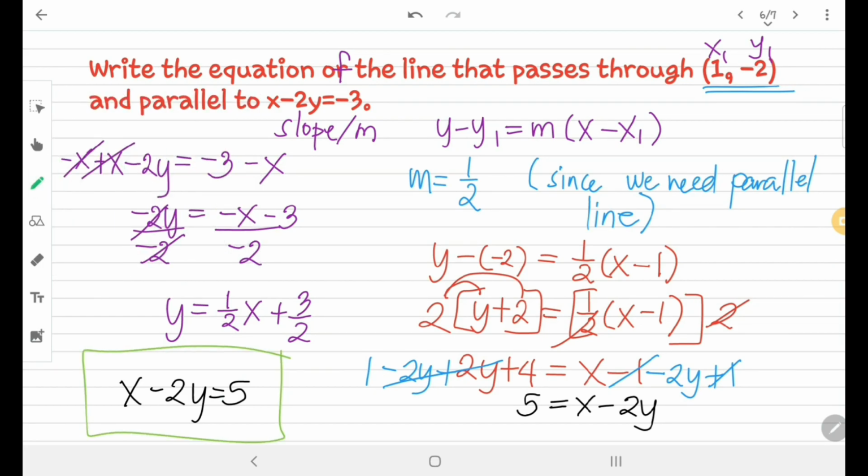Kapag standard form. So, just read the instruction anong form yung kailangan, kung slope-intercept form ba, or standard form, or general form. Okay. Or pwede namang -x + 2y = -5. But I prefer ito kasi mas gusto ko yung start is positive or the first term is positive.